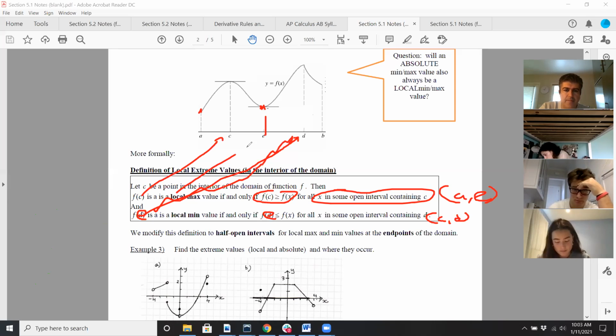Sorry, I meant the point over here, if it's lower than the other y values within that region.